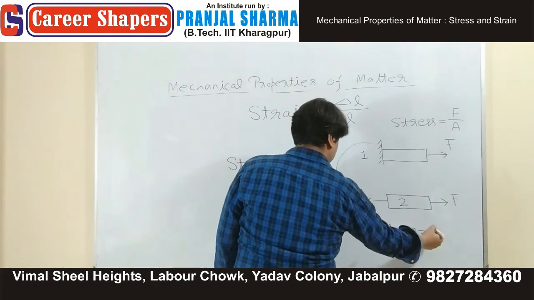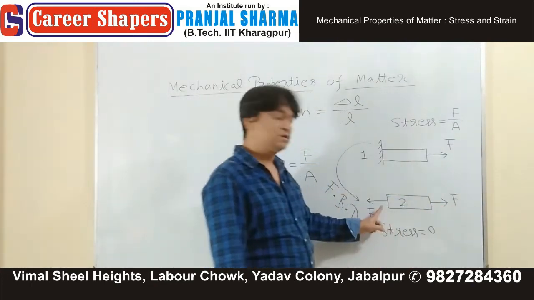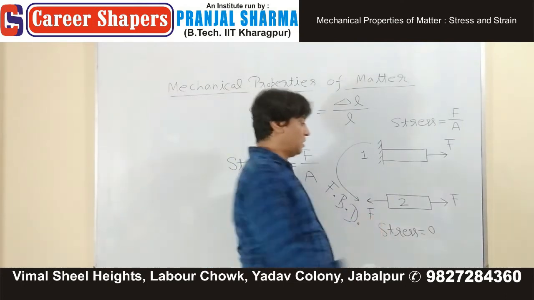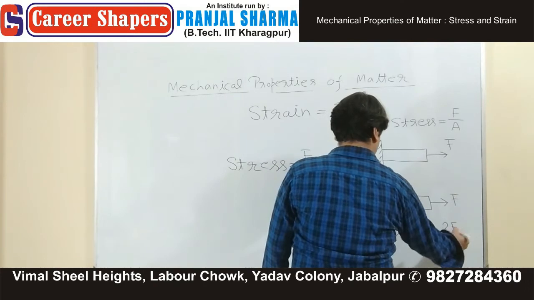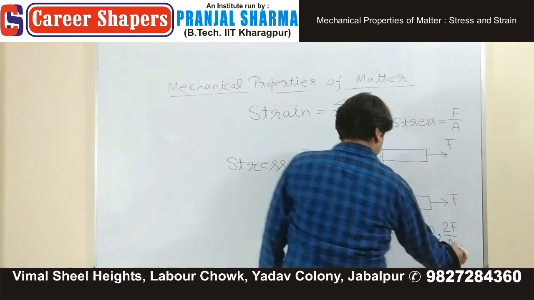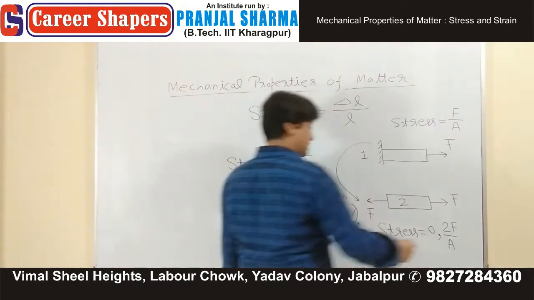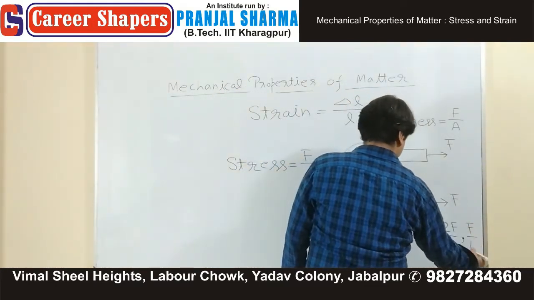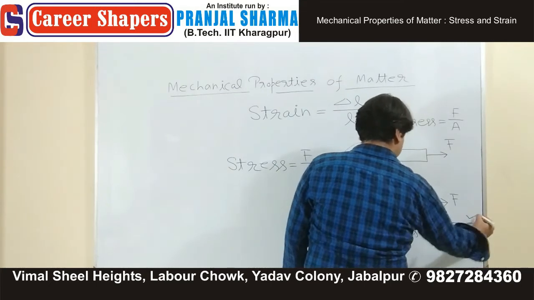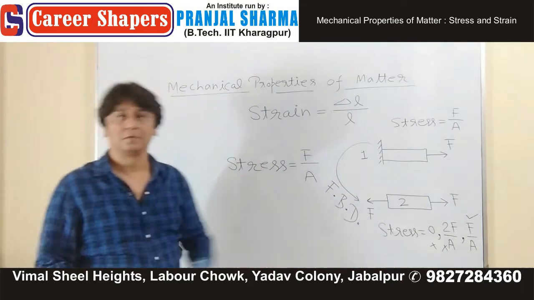In this, they say that stress is F upon A, which is correct. Remember, this is the equilibrium position. For this, they produce all sorts of answers. Stress starting from zero, F is cancelling this F, then writing 2F upon A. Double the force, double the deformation, double the stress and all. Some say F upon A, and this is the correct one. These two are wrong.